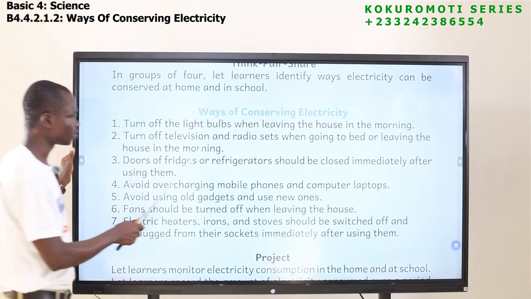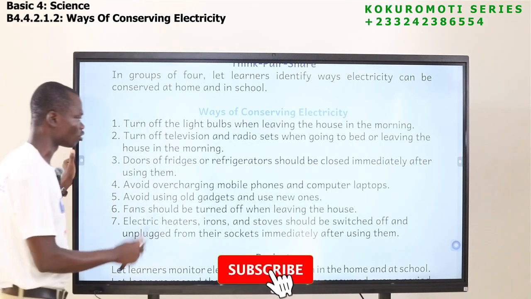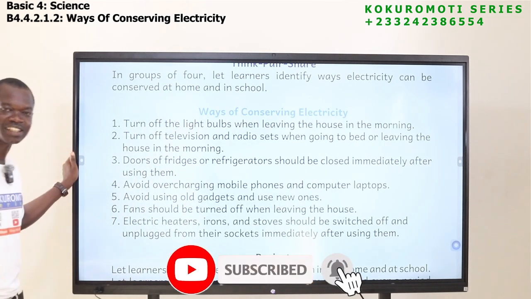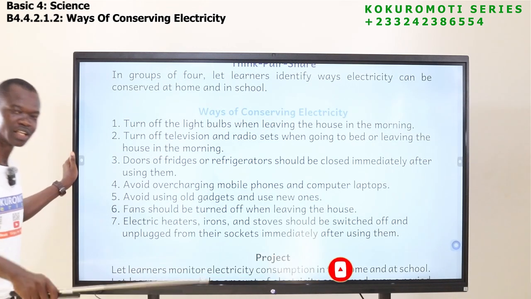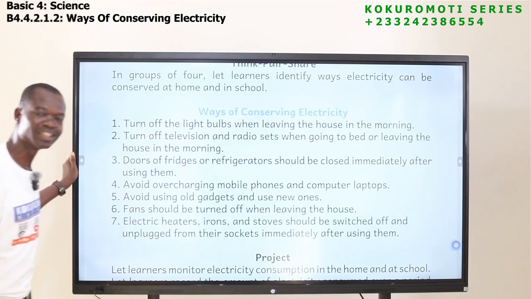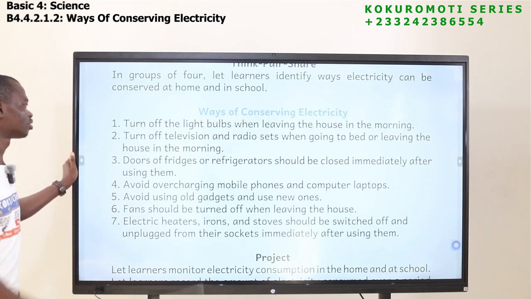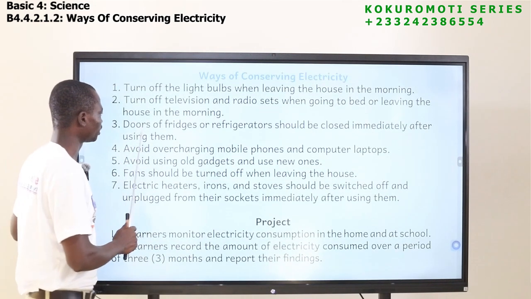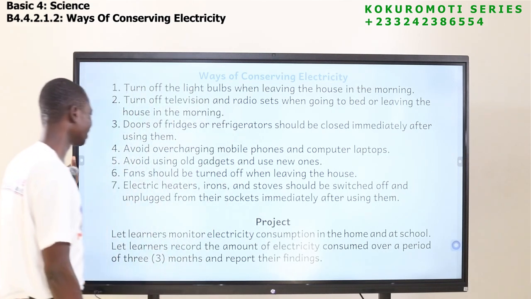Number 2, turn off television and radio sets when going to bed or leaving the house in the morning. What did I say? I said that in the morning, if you are going to school, you have to turn off your television, radio. In the night too, or in the evening if you are going to sleep, turn them off.